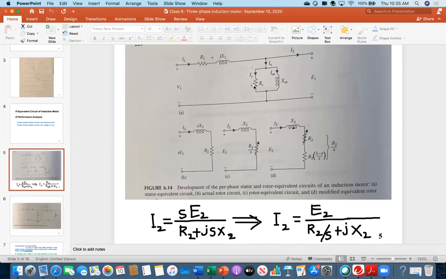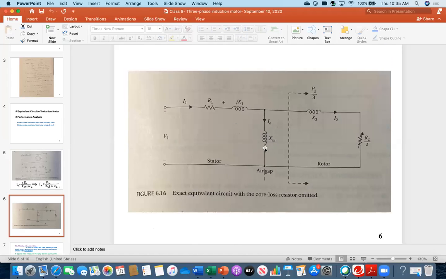That's why in some power books, or when you are listening to someone's lecture in some conferences or symposiums, you frequently hear them neglecting this portion. You cannot say that, but you have to represent this one. You have to show this one because this is representing magnetization. And exactly, as I told you, the main input power after subtracting these losses gives the air gap power, and that air gap power goes to the rotor circuit. That's why the exact equivalent circuit with the core loss resistor omitted.